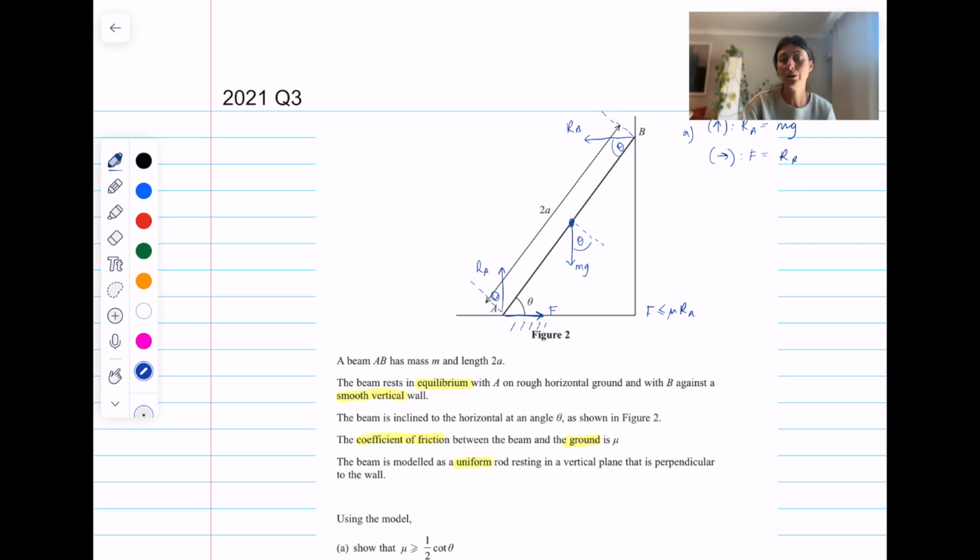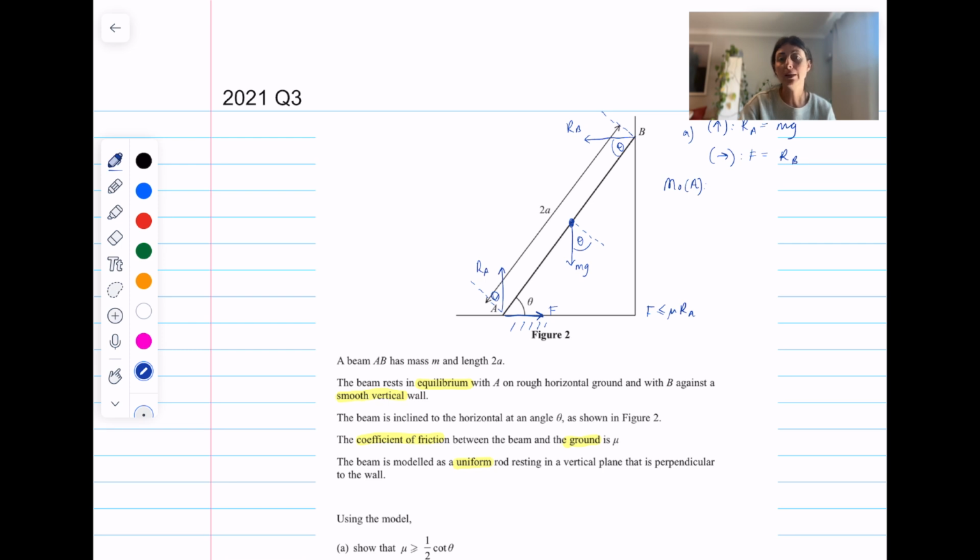Now, I'm choosing to take moments about A, but you could choose to take moments wherever you like. There's no right or wrong answer. A will be the quickest just because I've got 2 forces at A, and wherever you take moments from, you get to ignore those forces.